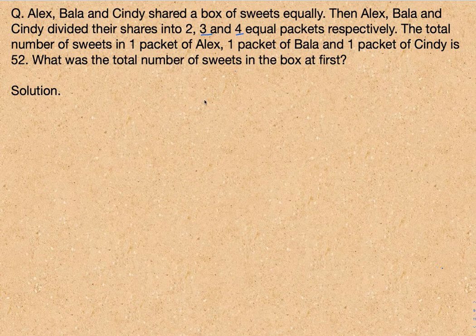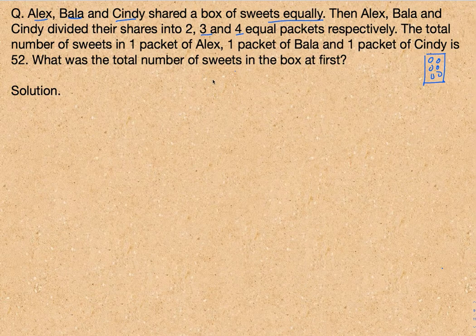So what do we have here? What we have is a box of sweets. So let's say this is my box of sweets. It is filled with many sweets. And then these three guys, Alex, Bala and Cindy, shared them equally. Means whatever is the number of sweets here, they shared it equally. Each of them took it equally.